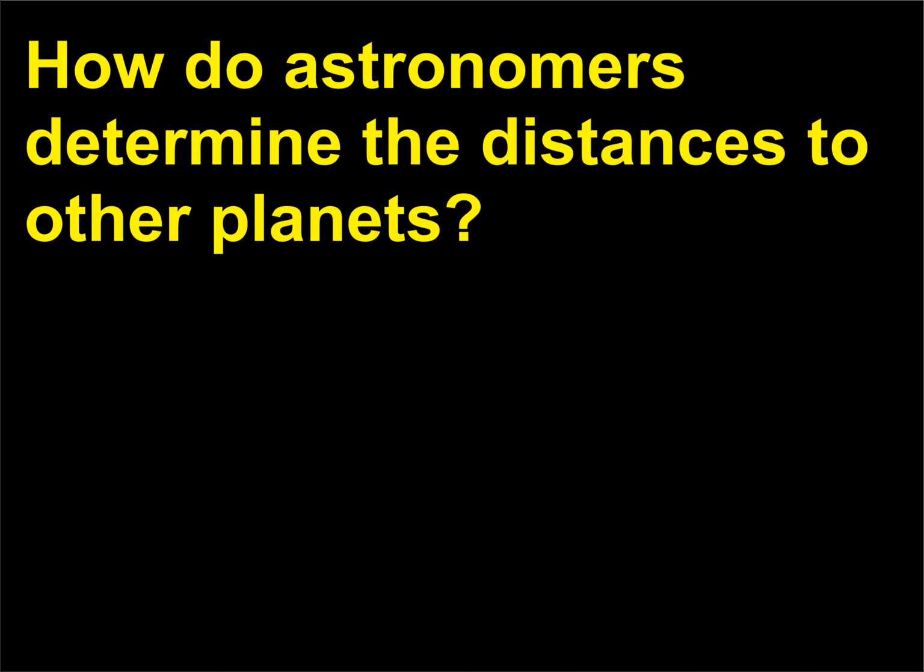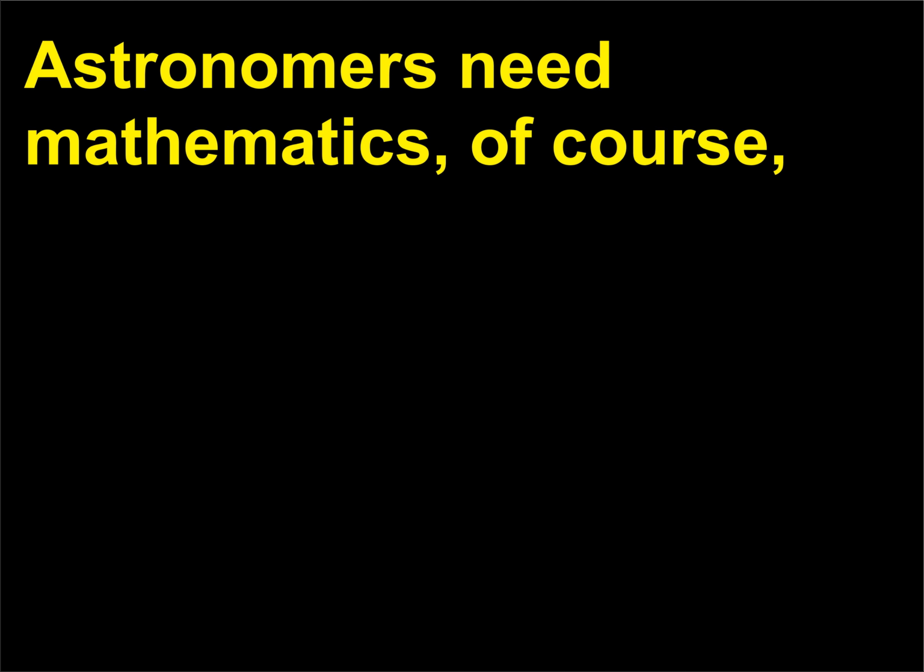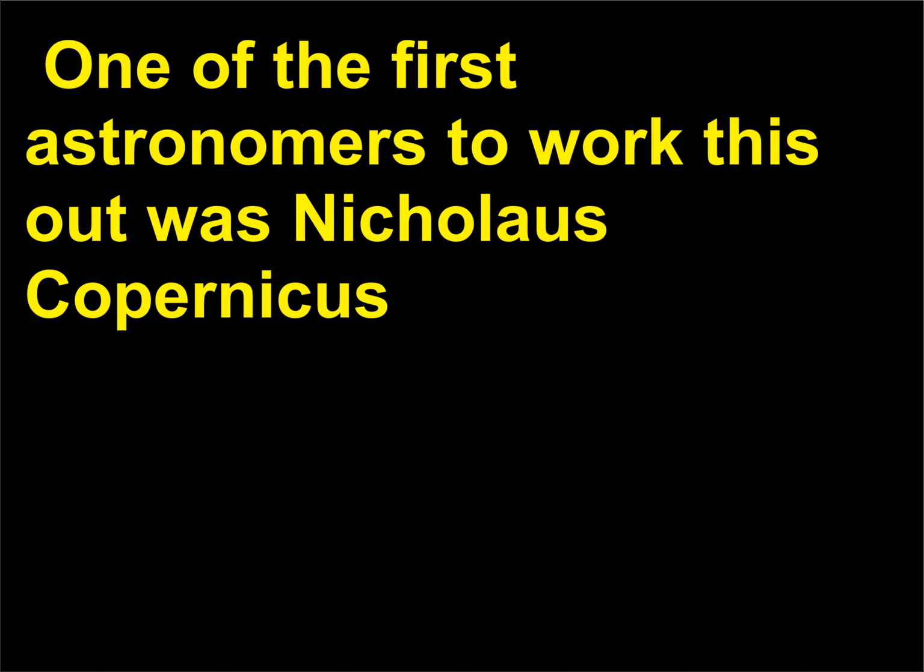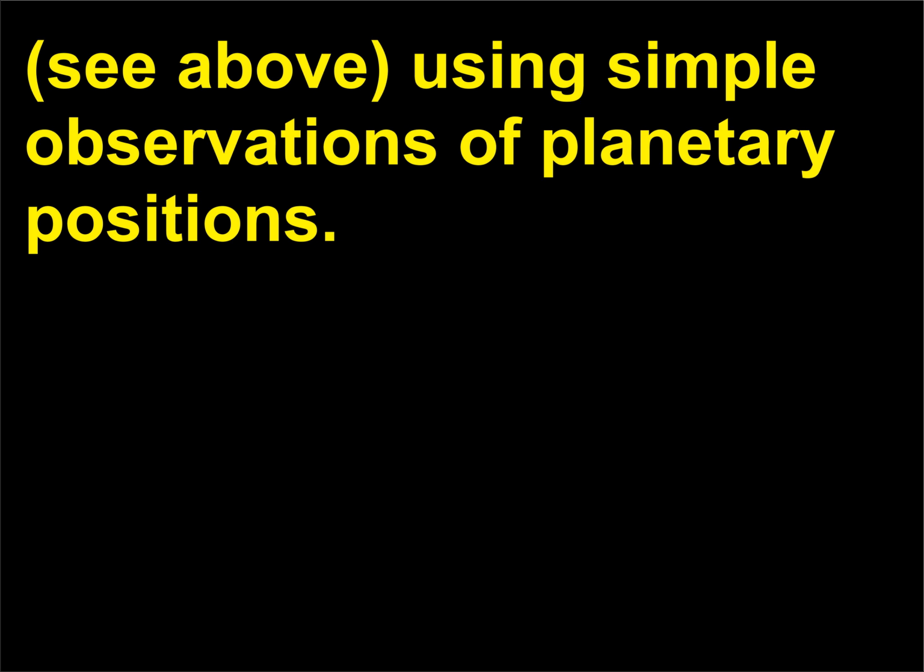How do astronomers determine the distances to other planets? Astronomers need mathematics, of course, to determine the distances to the planets and satellites of our solar system. One of the first astronomers to work this out was Nicolaus Copernicus, using simple observations of planetary positions.